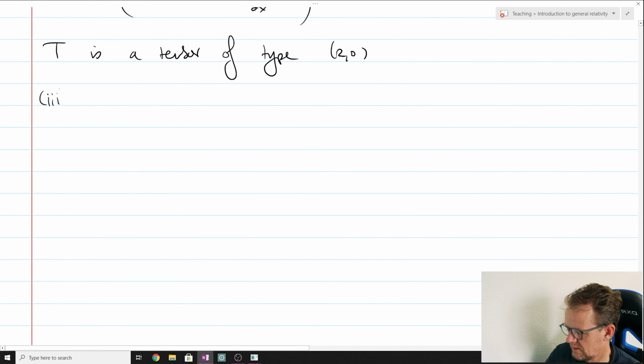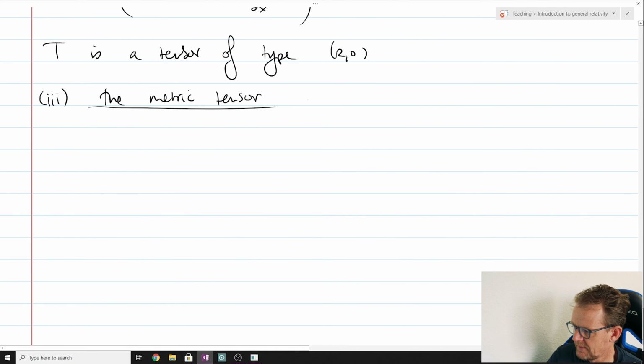Okay, and now I'm going to introduce to you the other main player of general relativity, the one that assesses the actual curvature of spacetime, effectively, implicitly. So our third most extraordinary example of a tensor is one that characterizes the geometry of a manifold. It's called the metric tensor.